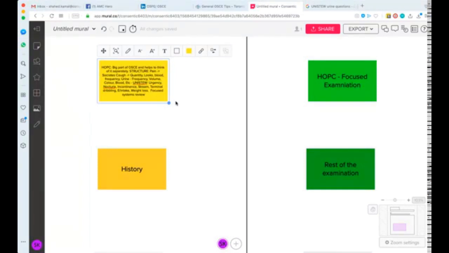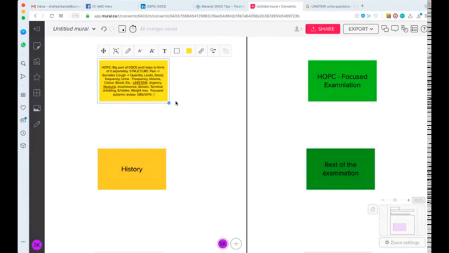Again, make a script in your head, whatever you are. Yeah, I cannot emphasize this enough. Please, structure. My brain is just buzzing with different structures. I'm going to write 2 more examples here. So for obs and gynae, I told this to my second year friends. I don't know if you guys remember, but if you do, you can put it in the comments.